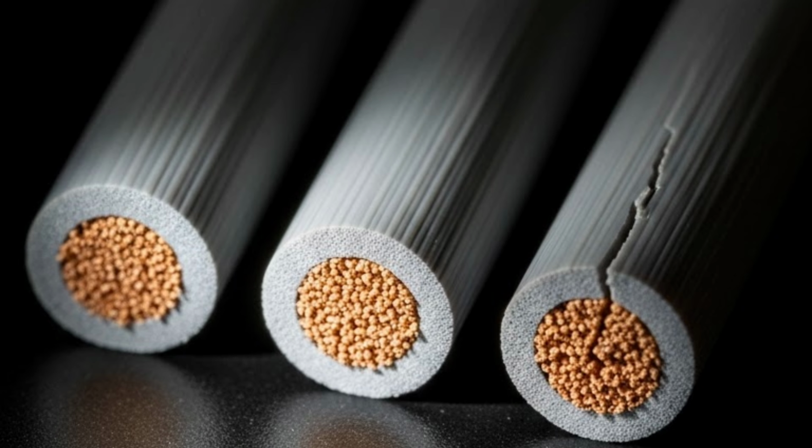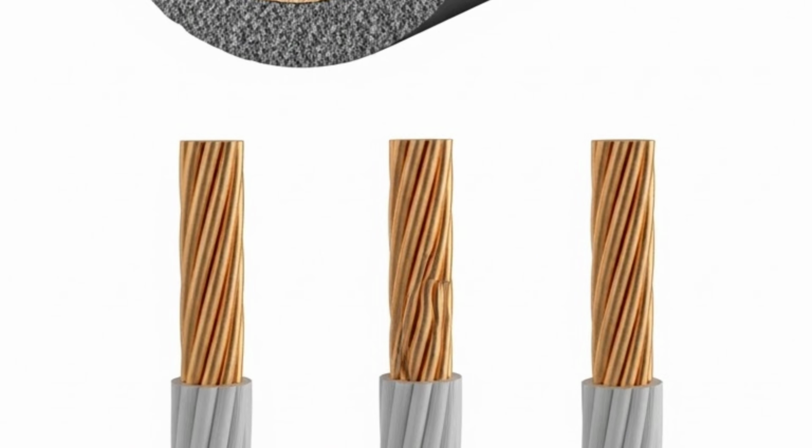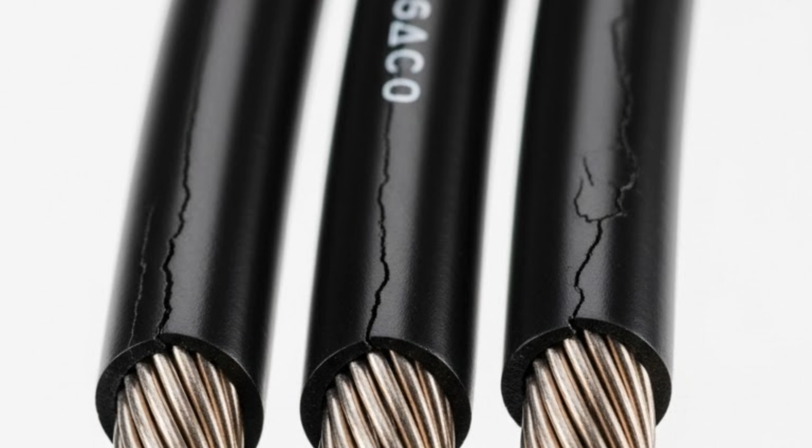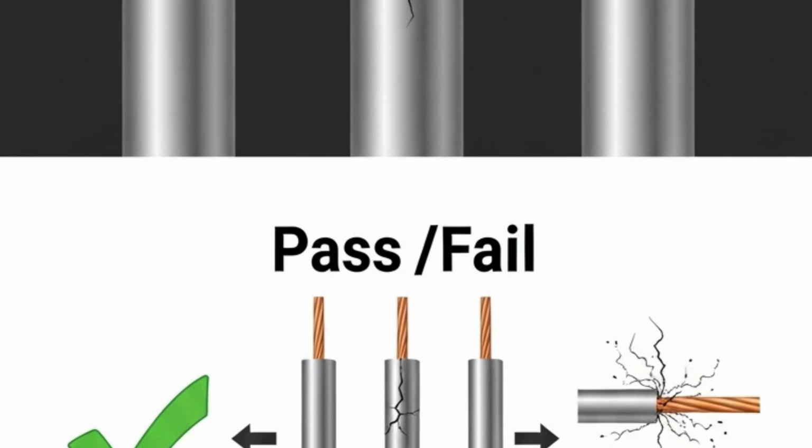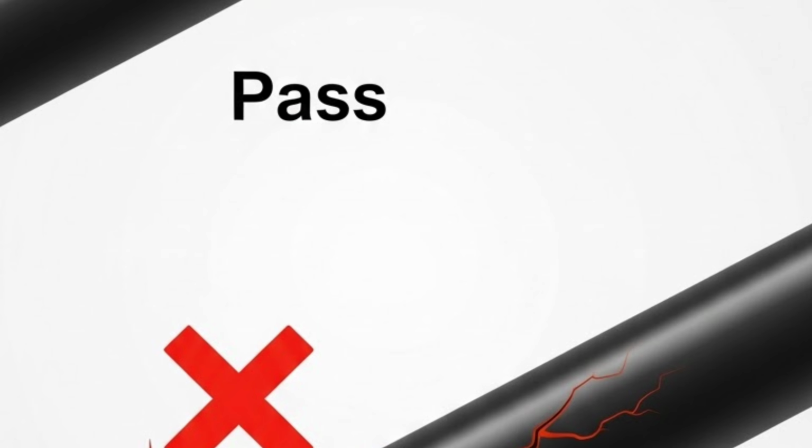Result criteria. All 3 samples must show no cracks. If one sample fails, the test is repeated with 3 new samples. If any crack appears again, the material fails the test.